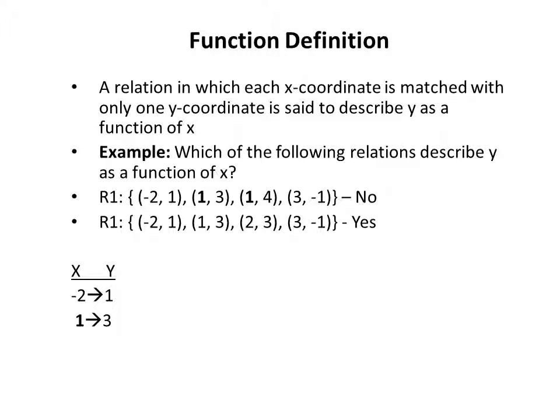Now let's look at the second example. In the second example, we have negative 2 comma 1, 1 comma 3, 2 comma negative 3, 3 comma negative 1. So this one does describe y as a function of x, because if you look at each of the x coordinates, each of these values is unique, and there is only one arrow coming from each x to the y. So therefore, we can conclude that this relation describes y as a function of x.